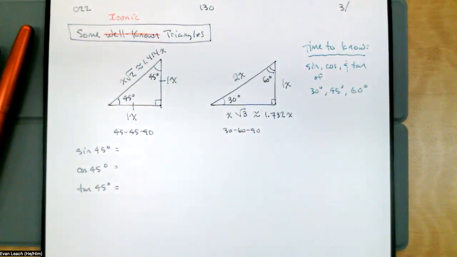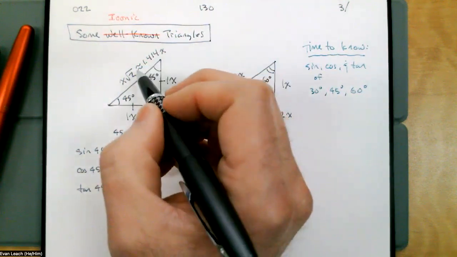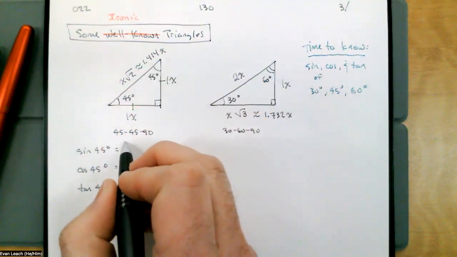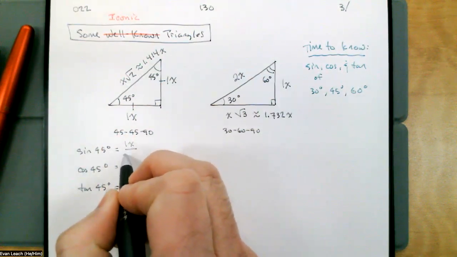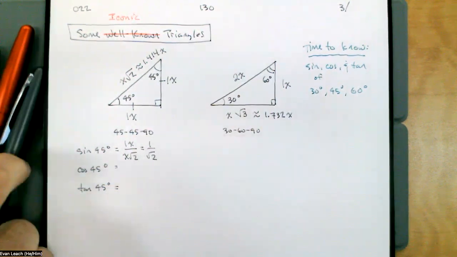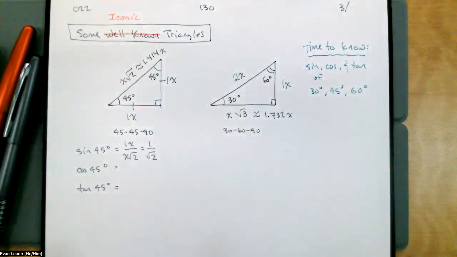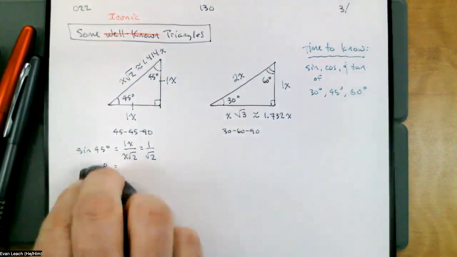All right. So let's remember our trig ratios. Sine is opposite over hypotenuse. Cosine is adjacent over hypotenuse. Tangent is opposite over adjacent. So if I take this 45-degree angle down here, opposite is 1x, and hypotenuse is x times the root of 2. So I get 1x divided by x times the square root of 2. I get 1 over the square root of 2. This is a perfectly acceptable way to remember the sine of 45, but it's not the common way that we're going to remember the sine of 45.